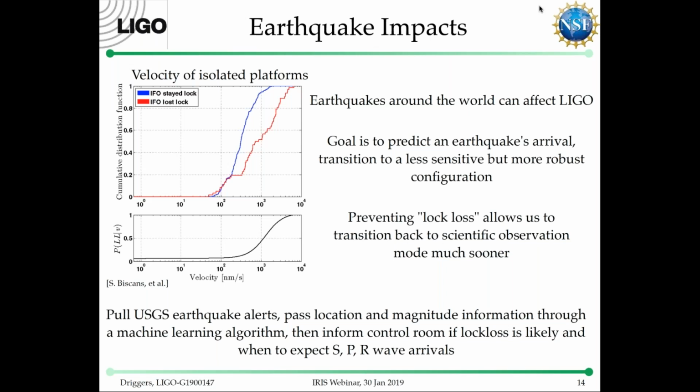Usually only the R waves are the ones that really cause us to lose control of the interferometer, but occasionally for larger earthquakes, S and P waves can cause problems. But if we are able to know when an earthquake is expected, then we can move ourselves to this more robust mode of operation, and then once the earthquake passes, move back to our more sensitive mode of operation. So this is an active area of research that we're working on.